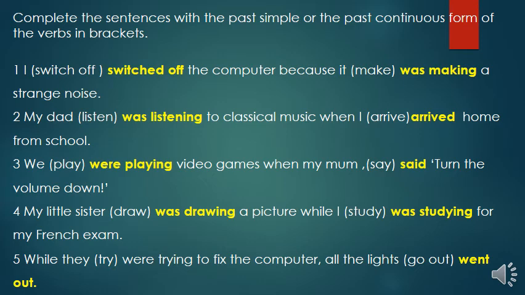So, if we start thinking about the sentence, the computer was making a strange noise, then I switched it off. So, the noisy sounds were happening first, and then I interrupted this and switched off the computer. That's why we used the simple past in switched off and the progressive in was making. My dad was listening to classical music when I arrived home. So he was listening and then I interrupted this action and arrived home.